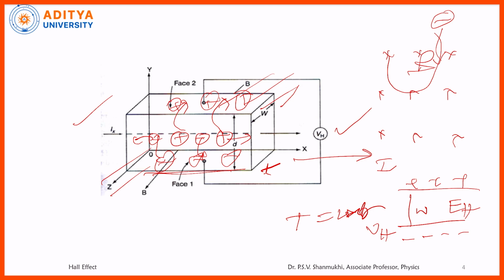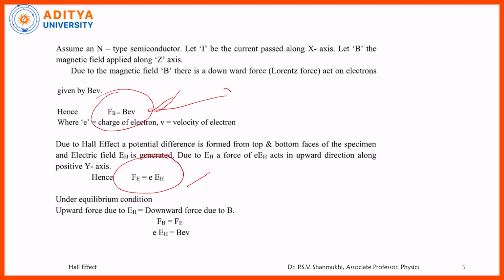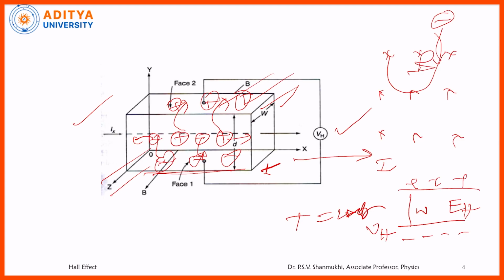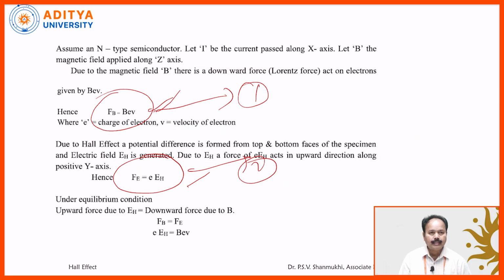These two forces are in opposite directions. At equilibrium condition, these two forces must be equal, so that there is no further accumulation of the charged particles. Again, the charged particles will travel along the x direction. So, at the equilibrium condition, we can write that the Lorentz force is equal to the electrostatic force.